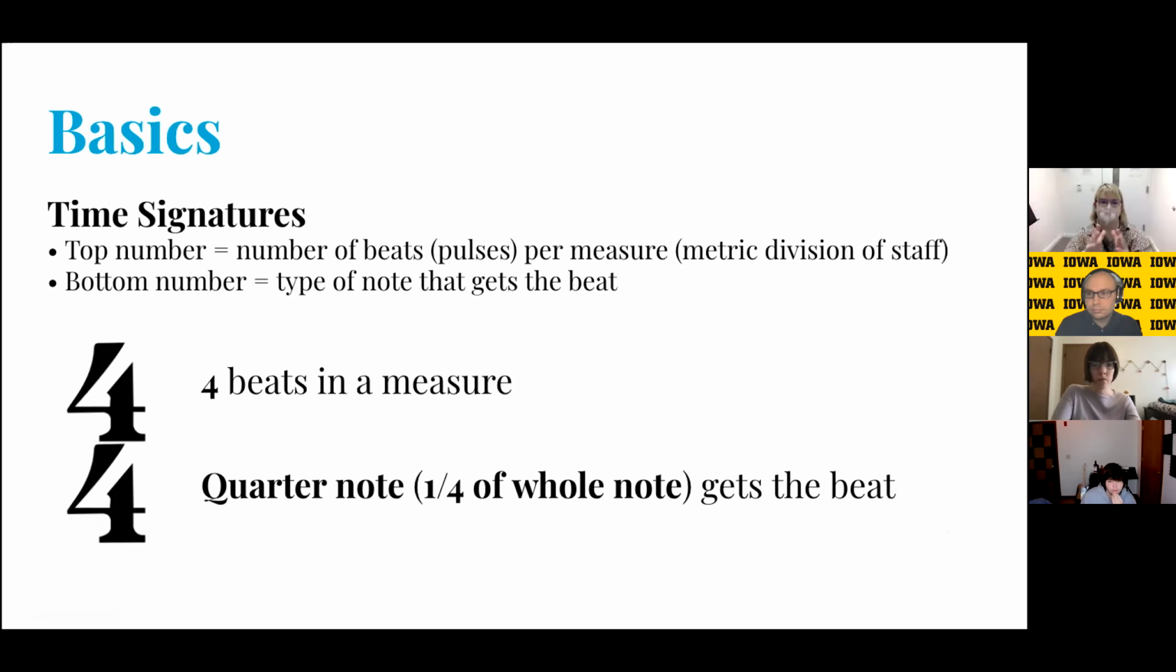And then a time signature is what immediately follows the clef. So the top number is the number of beats or pulses per measure, and a measure is basically a division of the staff. And the bottom number refers to the type of note that gets the beat. So if you see this here and it says 4, 4, that means there are 4 beats in a measure, and the quarter note, or 1/4 of the whole note, gets the beat. Is this making sense to everybody?